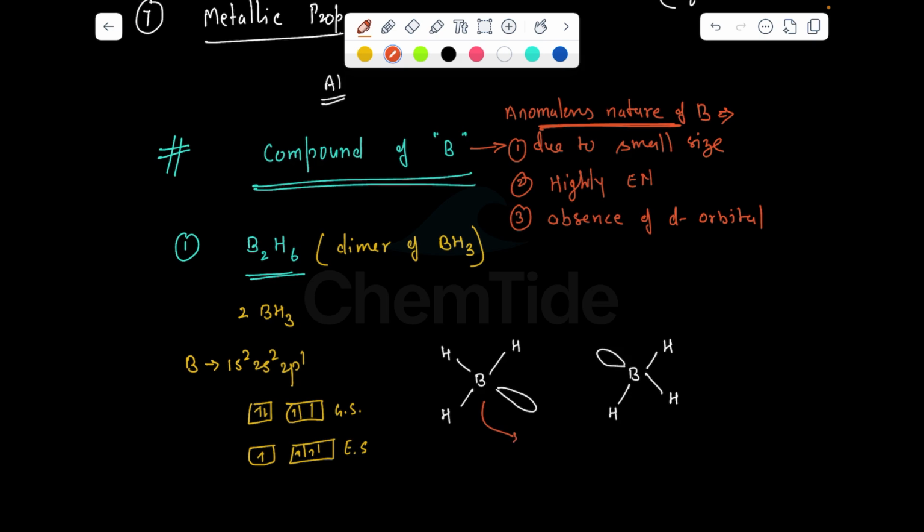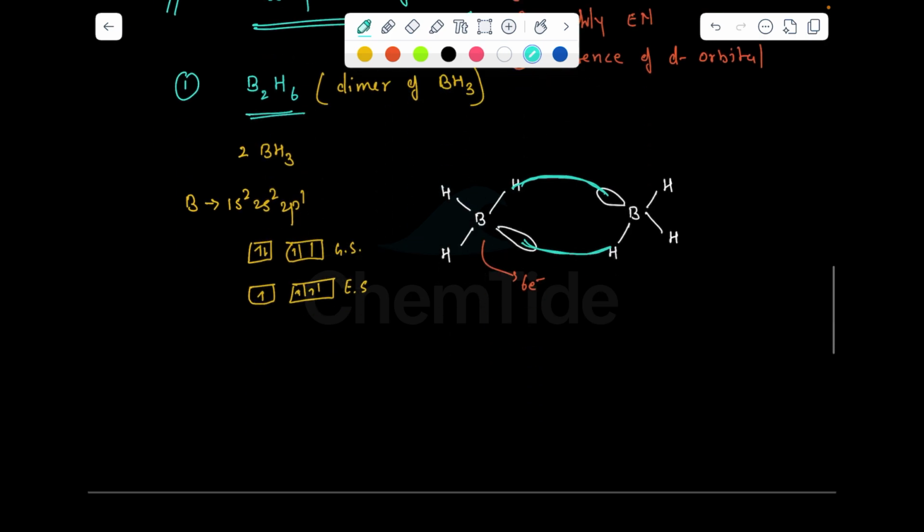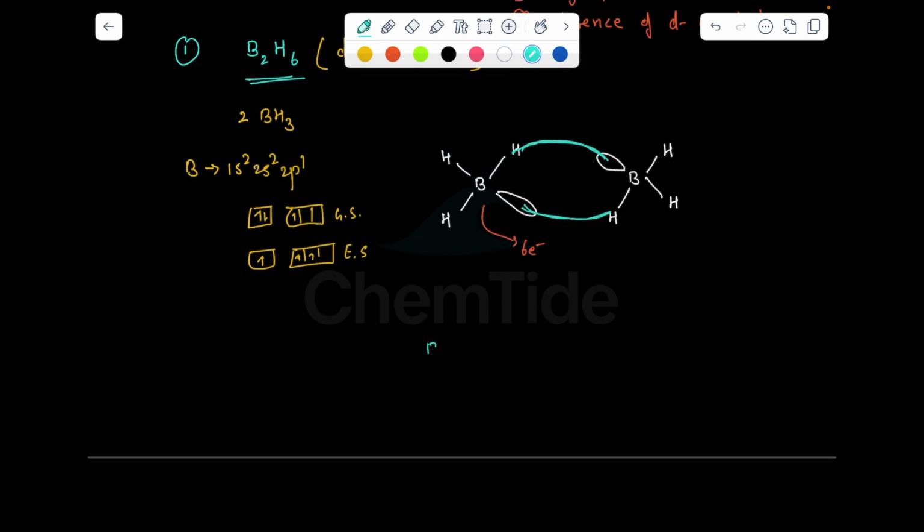So here the octet is incomplete, it's 6 electrons. So what is happening? This orbital is extending itself and sharing that electron cloud with the hydrogen. The same thing is happening here. So it starts looking that way. This is the boron, and this extended orbital looks like this way, that way, where the hydrogen is there. One electron is from the boron and one from the hydrogen, and the rest remains the same. So it looks like a banana. So the name of this bond is called banana bond.